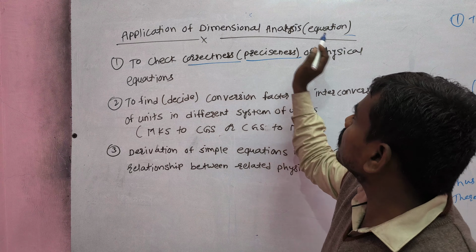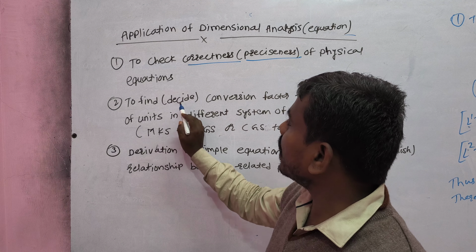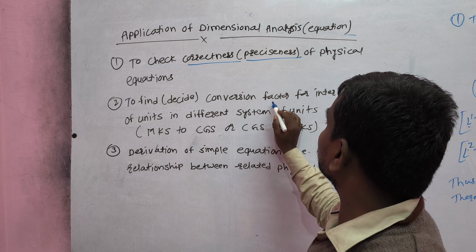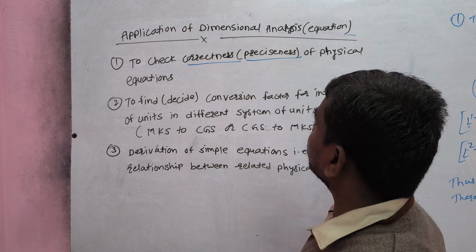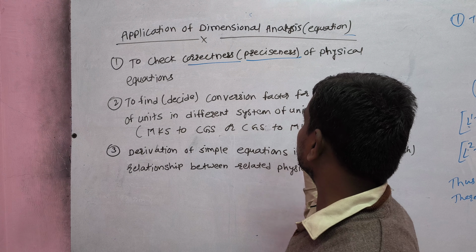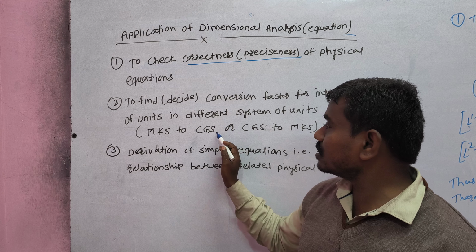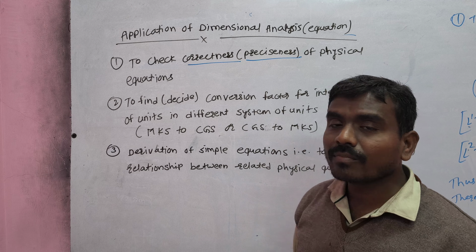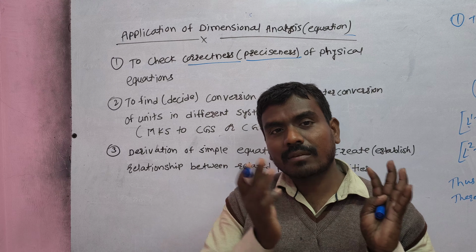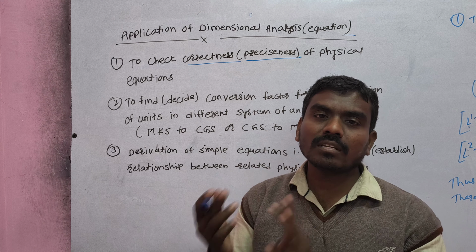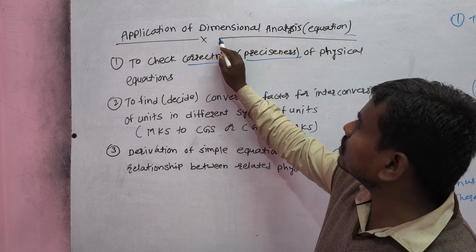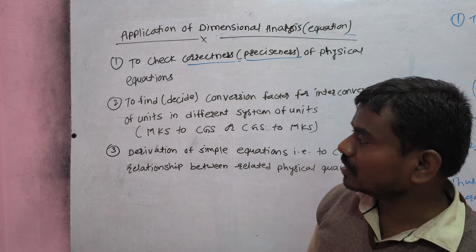Second is to find or decide conversion factor for interconversion of unit in different system of unit. For example, MKS is converted into CGS or CGS is converted into MKS. So MKS can be converted into CGS or CGS can be converted into MKS. So this is second application of dimensional equation.